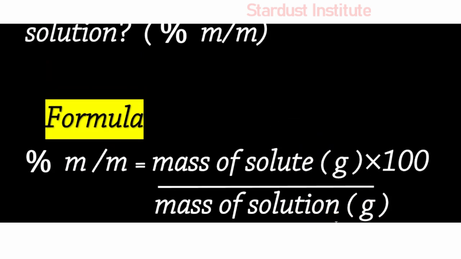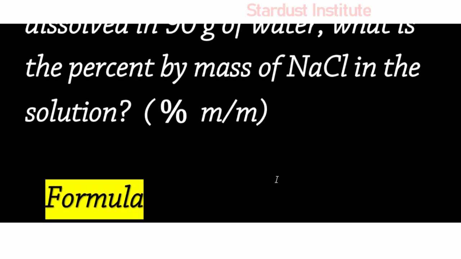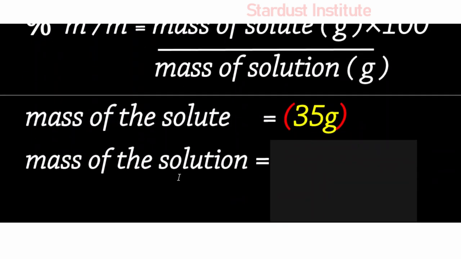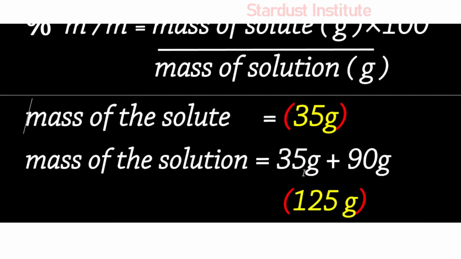And mass of the solution. Solution means solute plus solvent. Solute is 35 grams. Solvent is 90 grams. Solution means solute plus solvent. 35 grams plus 90 grams. Mass of the solution: 35 grams plus 90 grams equals 125 grams.